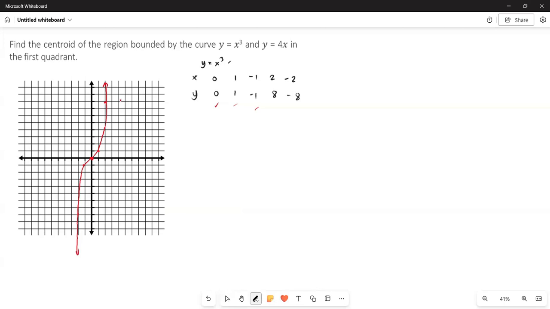Let's see kung ano naman yung itsura ng ating y is equal to 4x. Yan ay linear function. Mag-set up lang ulit tayo ng values. 0, 0. Dadaan siya sa gitna natin. If x is equal to 1, y is equal to 4, and then negative 1, negative 4. Isang value pa, positive 2, saka negative 2. Pag positive 2 naman, dadaan siya sa 8, and then dadaan sa negative 8.